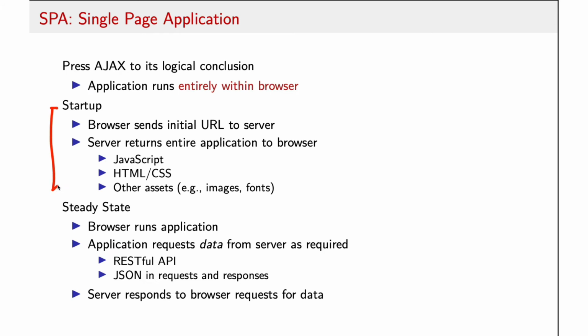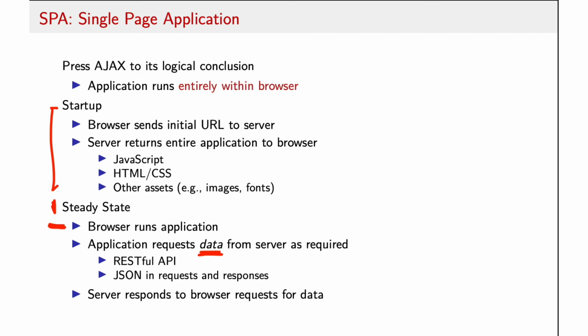After that initial delivery of all of that content, the application itself, the browser kind of goes into more of a steady state mode. It's not fetching a bunch of new information from the server all the time. It's basically just running the code that was delivered in the startup phase. So the browser's running that application, and the application is using these AJAX ideas to request information from the server as required. And notice that it's requesting data, not HTML or JavaScript or anything like that. It's just interacting to get data from the server.